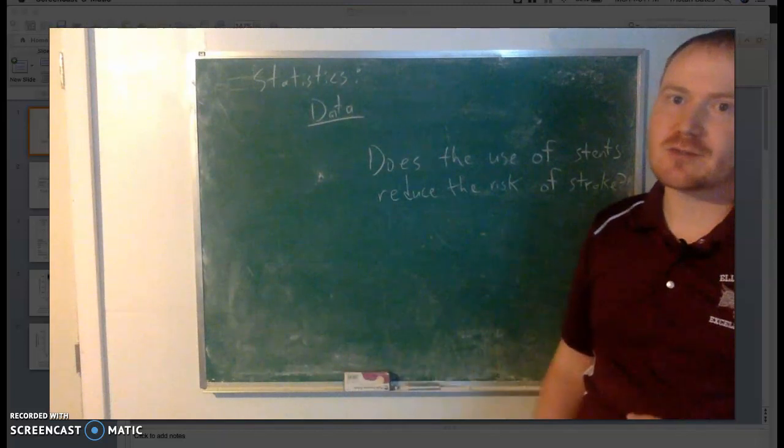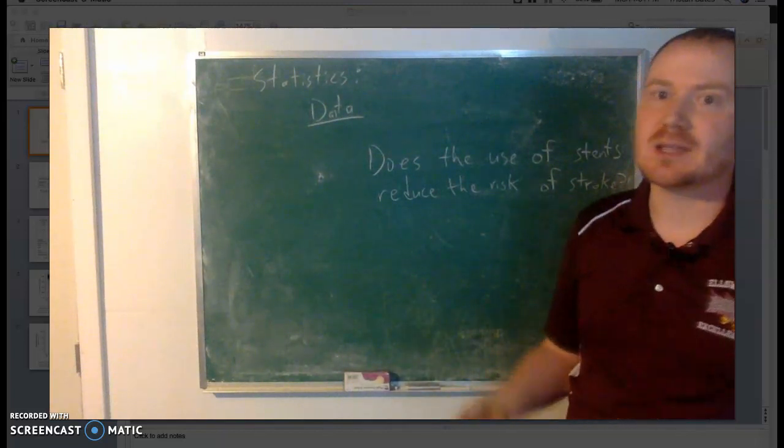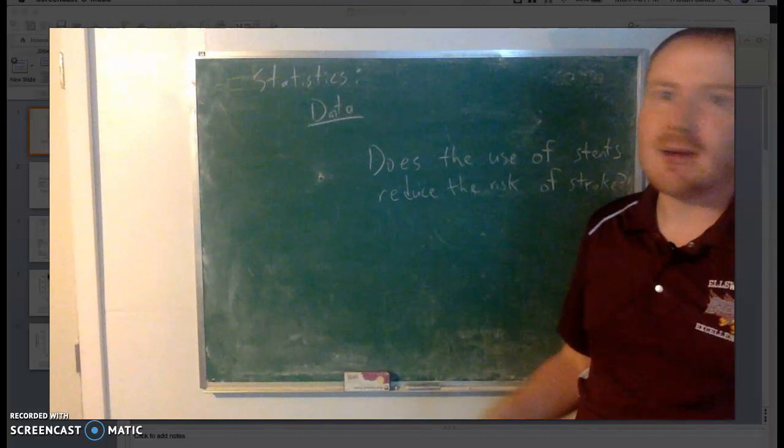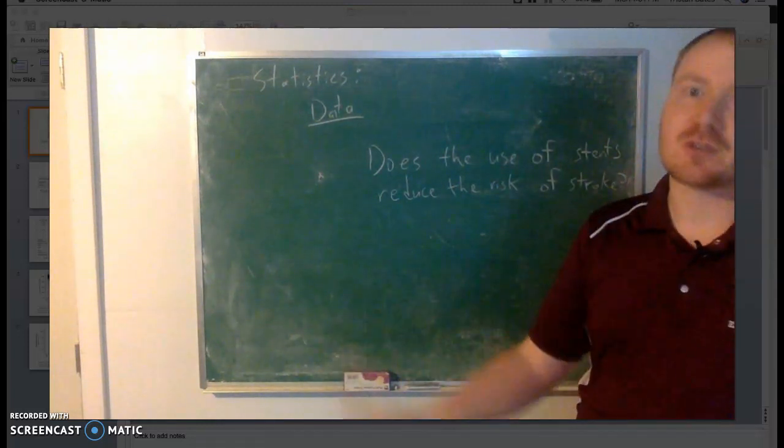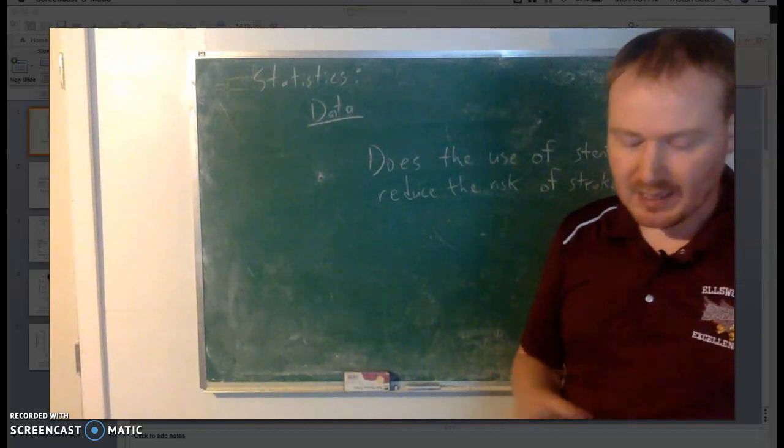After somebody has a stroke, one of the things that they can do is put a stent into the person, and they want to know: does the use of these stents reduce the risk of future strokes? So that's what we're going to be looking at here.